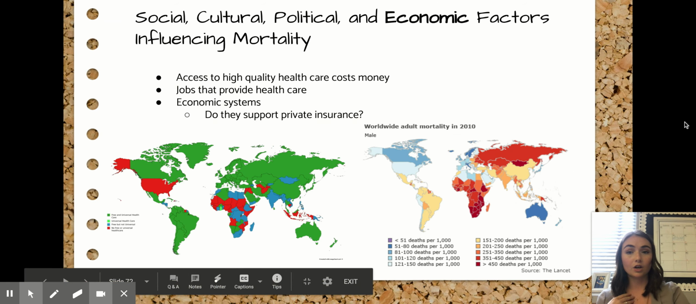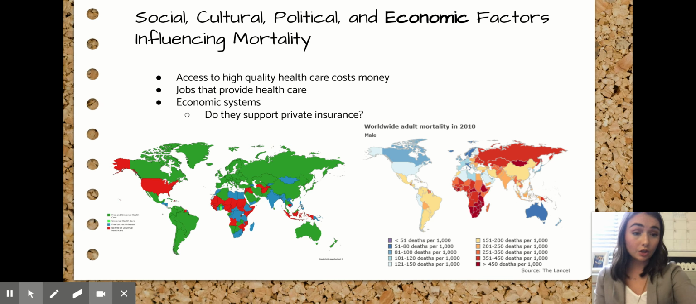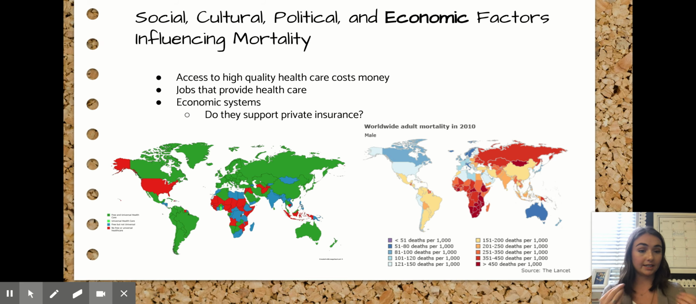If you look here, economic factors influencing mortality. Again, access to high quality healthcare costs money. So that's why it's also an economic factor. Jobs that provide healthcare. So in the United States, we don't really have state funded healthcare, but most jobs within the United States provide private healthcare insurance to their employees. So that's why it says economic systems. Do they support private insurance?